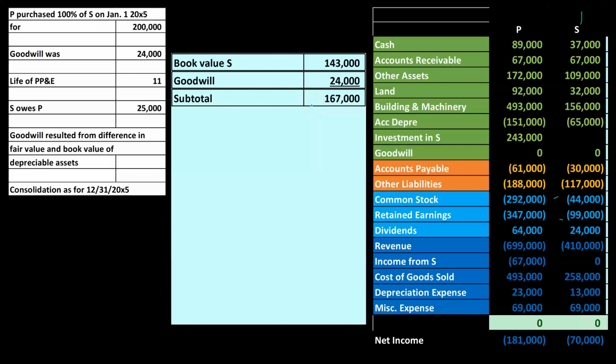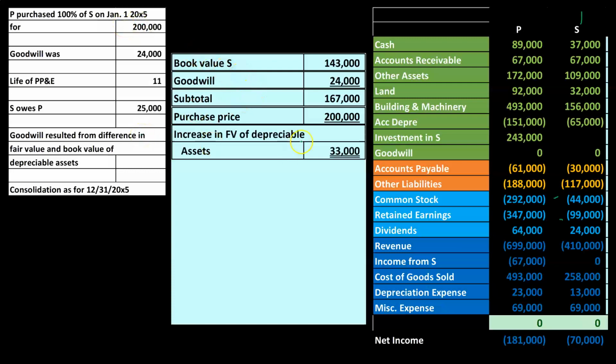If it's not the same as the purchase price, then we must have revalued something over here. And we're saying that the purchase price was 200,000, and therefore something was revalued. That revaluation, as it says here, is due to the depreciable assets. So that means that the difference, the 200,000 minus the 167, is the depreciable assets.